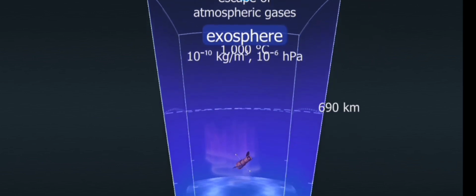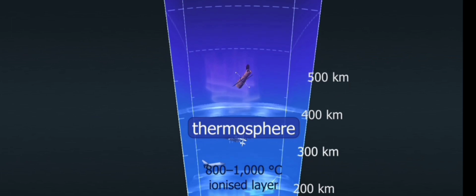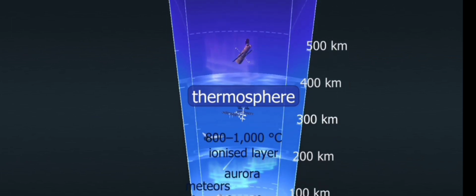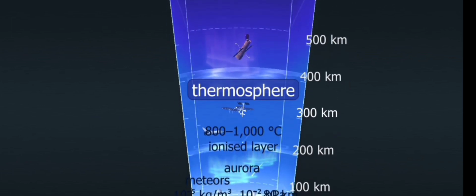The top of the troposphere is called the tropopause. This is lowest at the poles, where it is about 7 km above the Earth's surface. It is highest, about 17 to 18 km, near the equator.